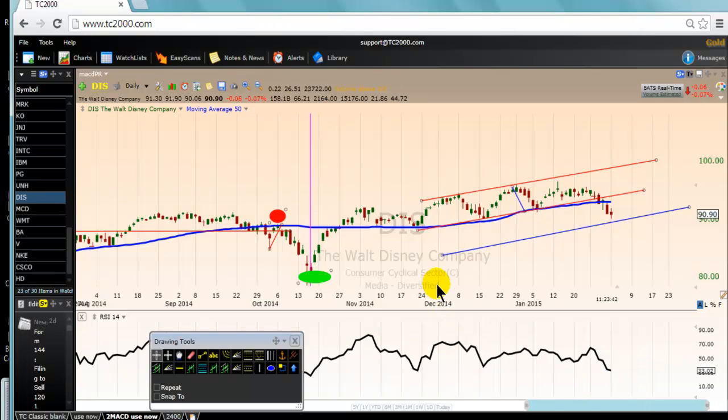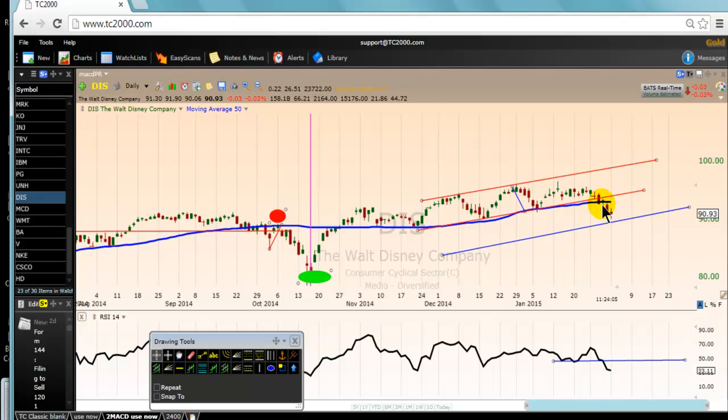Let's continue with our discussion. This is the Walt Disney Company, listed on the Dow 30. We are on a daily chart. As you can see, the price crosses below the moving average 50, and the RSI, period 14, which I'm using, is also crossing the level of 50.